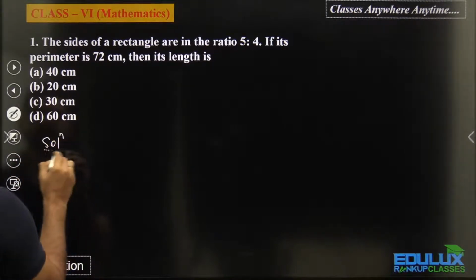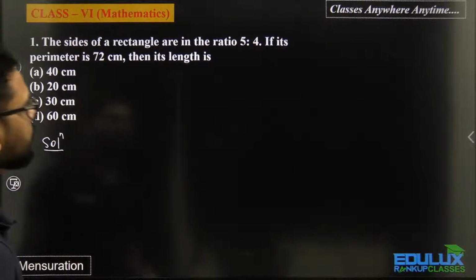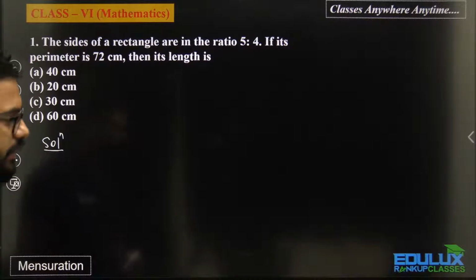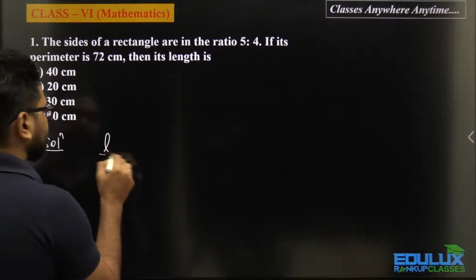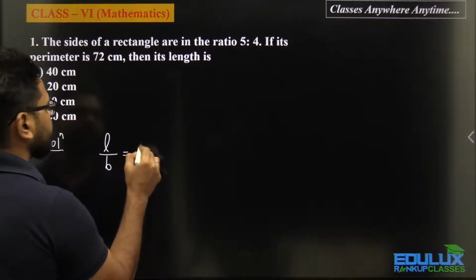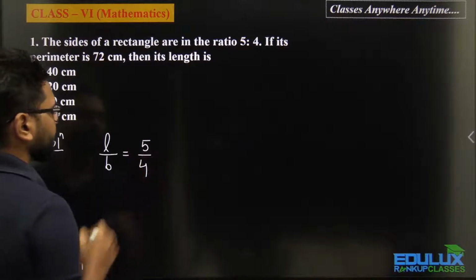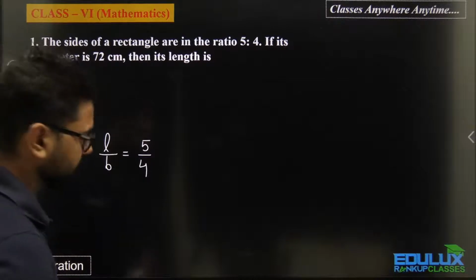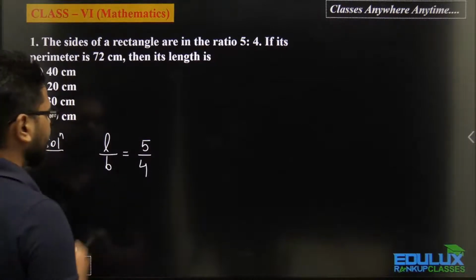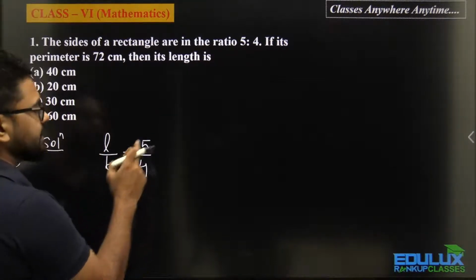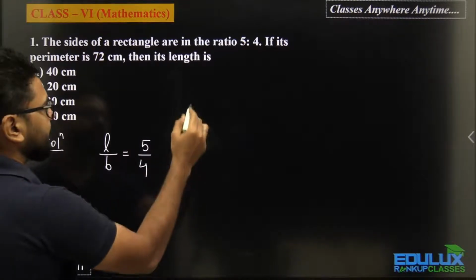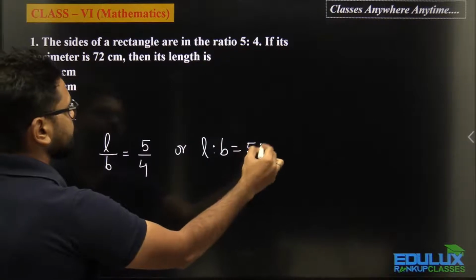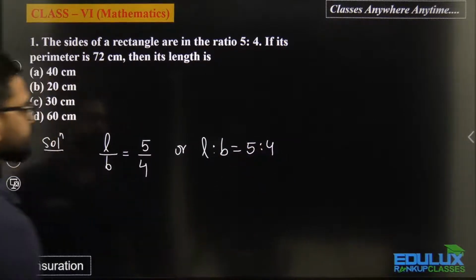Solution is here. We are given a rectangle whose sides are in the ratio 5:4. This means the length to breadth is given as 5:4. Ratio means the division. Okay, Sashwat says answer B. देखिए यहाँ पर किस तरह से करेंगे. Length is to breadth is 5:4. It is given to us.